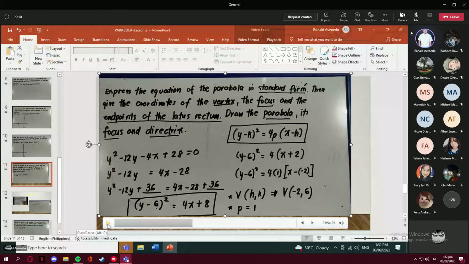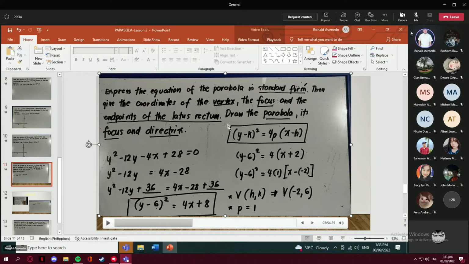Sir, may tanong ba? Yes, sir. Paano po ulit nakuha yung value ng P, sir? Paano nakuha ang value ng P? Okay. One method that I'm using when I was still a student and up to now in solving is the comparison method, lalo na finding the variable value of the variables with a given formula.